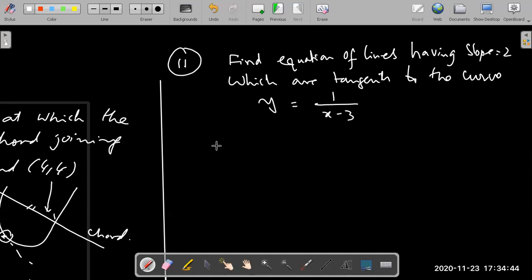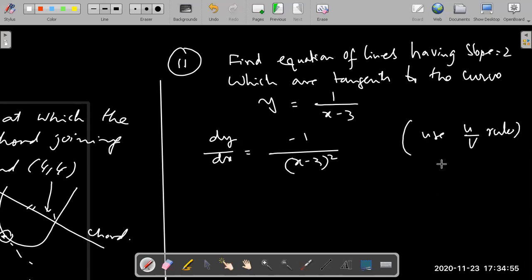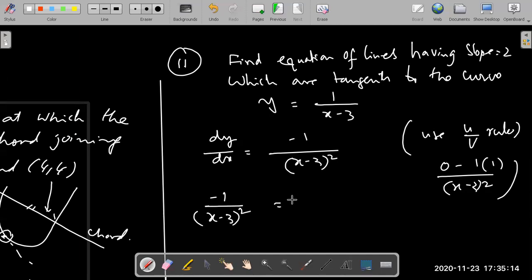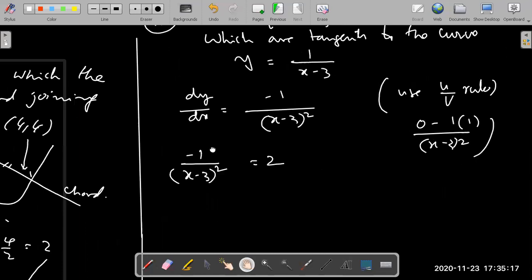Similar question. So first one is dy by dx equal to minus 1 by (x minus 3) whole square. How? Use the u by v rule. So when you use u by v, you get (x minus 3) whole square in the denominator, u dash is 0 minus u into v dash is 1. So that's how you get the answer, minus 1 by (x minus 3) whole square. So this should be equal to 2, because the slope is equal to 2.